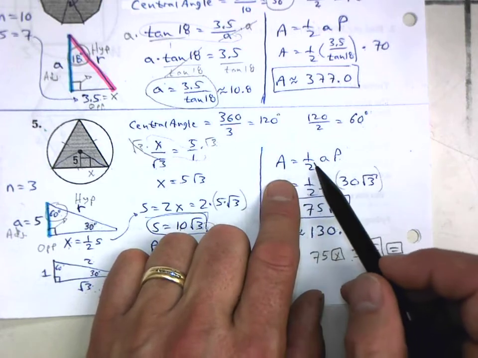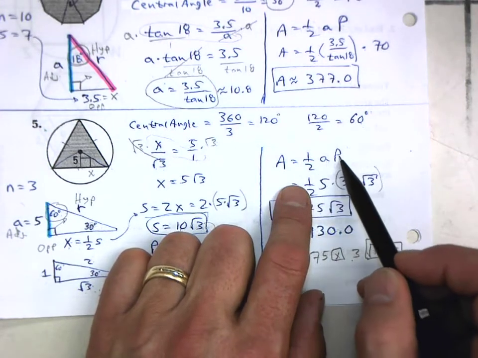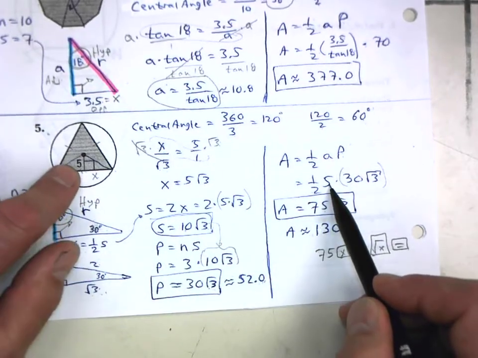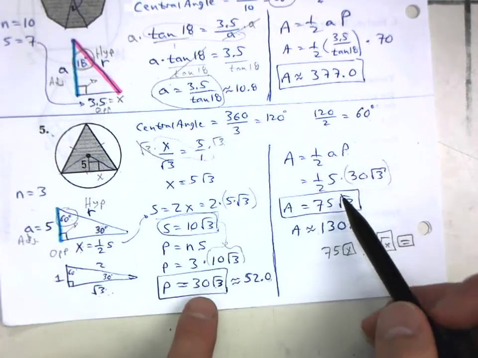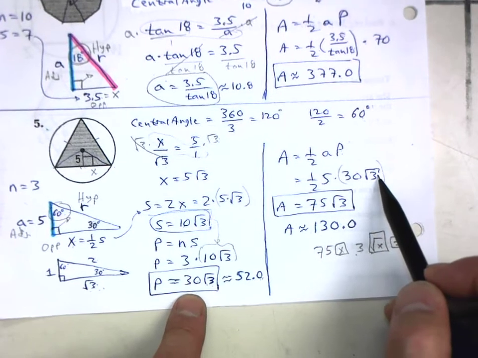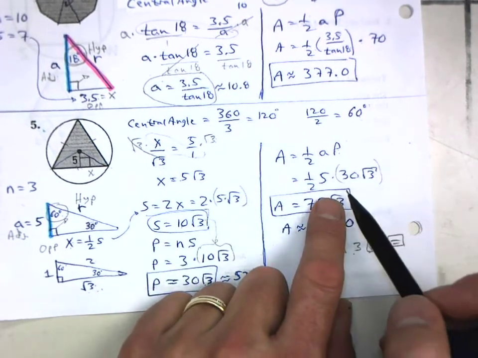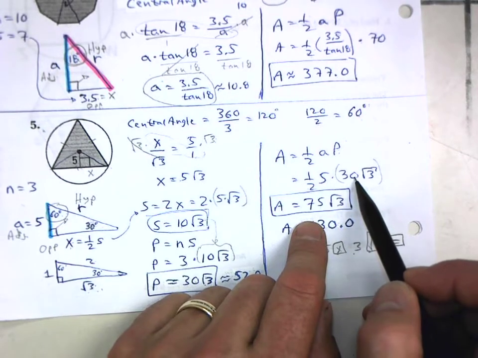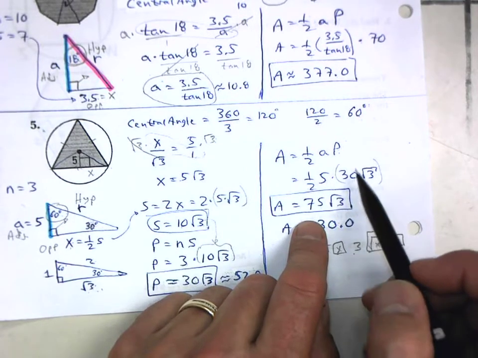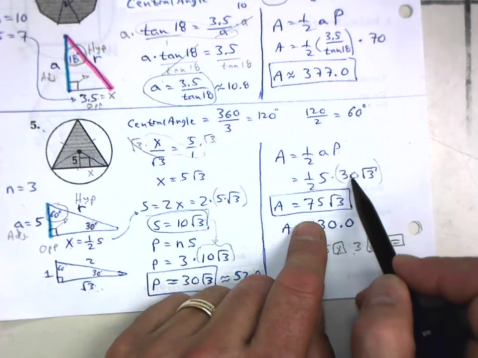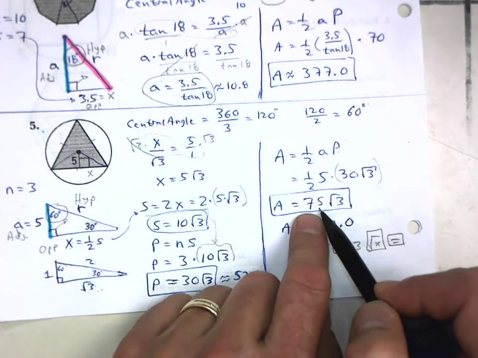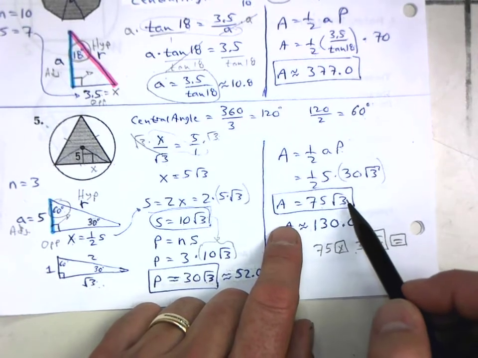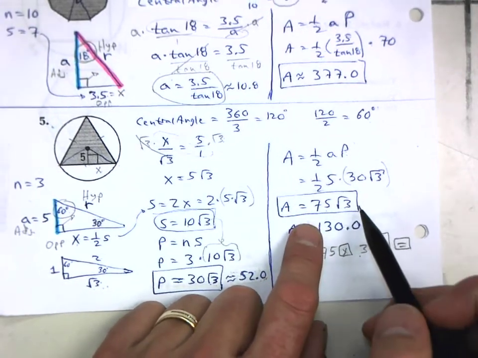So remember, the area is 1/2 the apothem times the perimeter. And the apothem, they told us, was 5. And the perimeter, we just figured that out. So it's 30 times the square root of 3. Bada bing, here we go. So we can solve this. 5 times 30 is, how much is that? It's 150, and half of 150 is 75. So my area is equal to 75 times the square root of 3. That's the most precise answer.